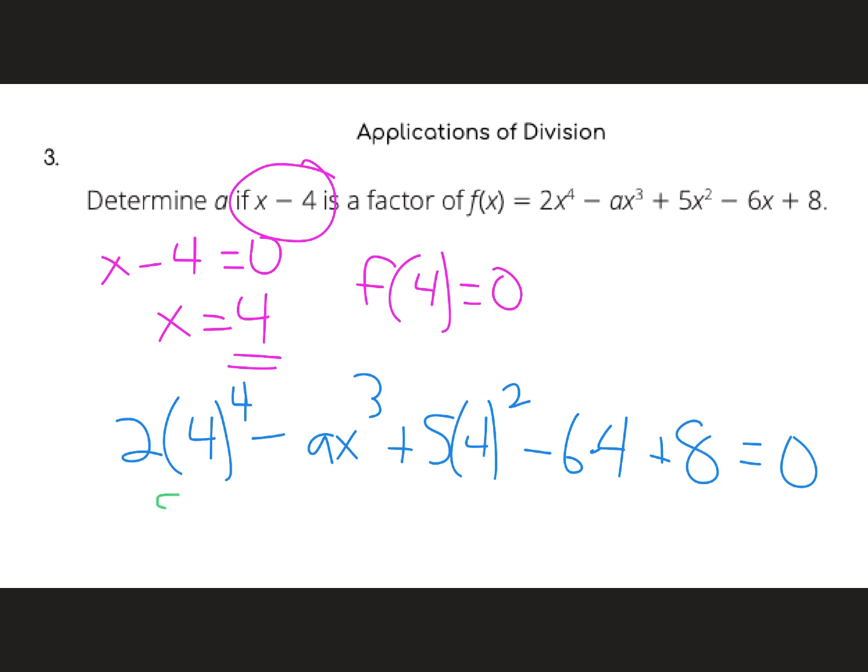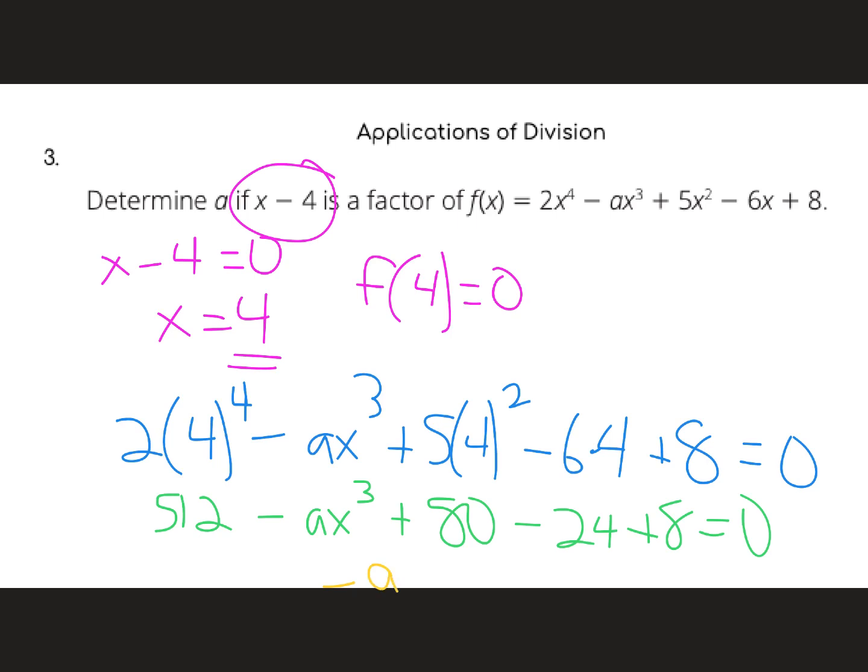And I guess I'll write this part down for you in case you are confused. And then 4 squared is 16. 16 times 5, I believe, is 80. And then we got 6 times 4, which is 24, plus 8. So what I'm going to do now is I'm going to combine like terms. So I'm going to have 512 plus 80 minus 24 plus 8. So I got 576. So negative a, ooh, I wrote x cubed.